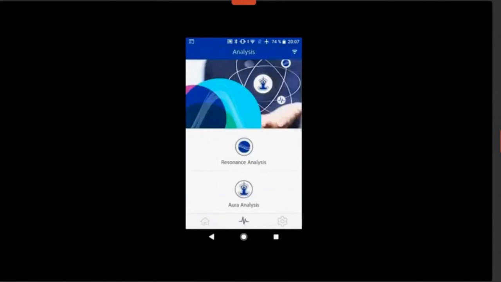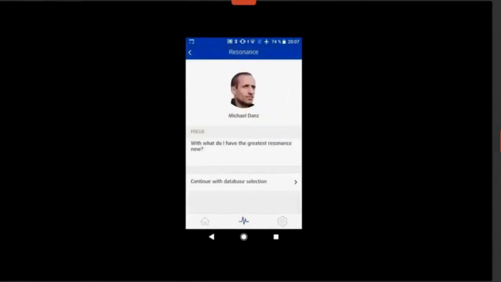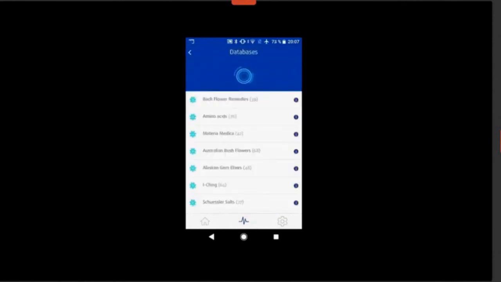Second analysis is what we call the resonance analysis. So now we are doing also an analysis in the information field only. So the analysis will be done in the information field. I choose again the active client I do want to do the analysis for. Here, by the way, the focus is preset. You cannot change it. I cannot type anything in the focus window. Why? Because we want to have a standard focus with what do I have the greatest resonance right now. So here you cannot do much. The only thing you can do is continue with database selection. And this is also what I'm going to do.